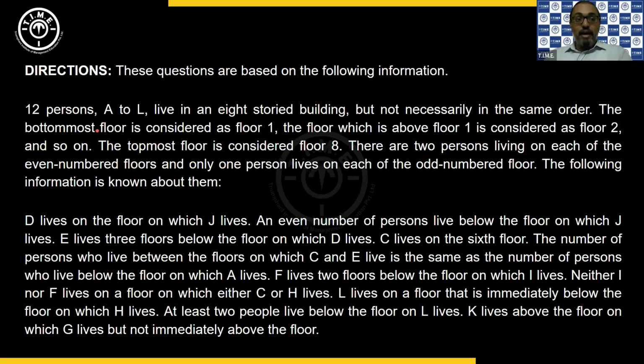Okay. Next we have: 12 persons A to L live in an 8-storied building. Okay. Only 8 floors are there. The bottommost floor is considered floor 1. Floor above floor 1 is considered floor 2, and so on. Topmost floor is floor 8. There are 2 persons living on each of the even numbers and only 1 person living on each of the odd numbers. Okay. That's an interesting one.